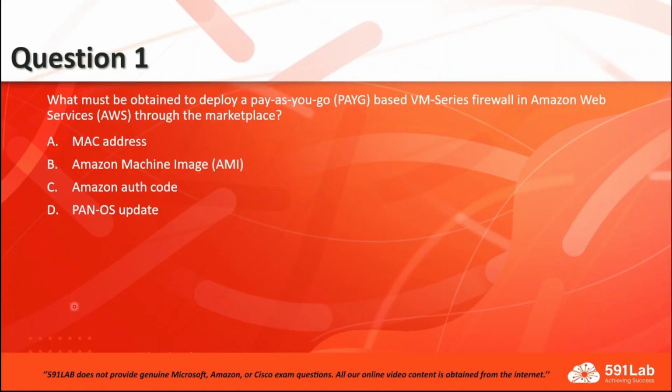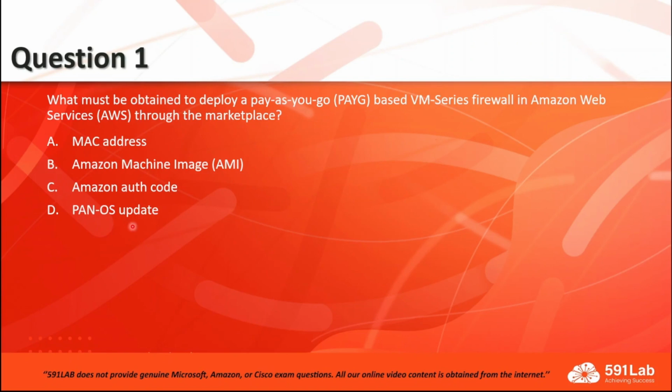Question number one is as follows. What must be obtained to deploy a pay-as-you-go or PAYG-based VM-Series firewall in Amazon Web Services or AWS through the marketplace? The options are A. MAC address, B. Amazon Machine Image or AMI, C. Amazon Outpost, or D. PAN-OS update.